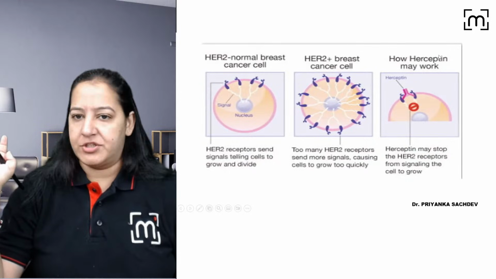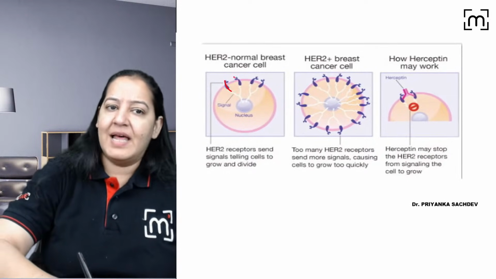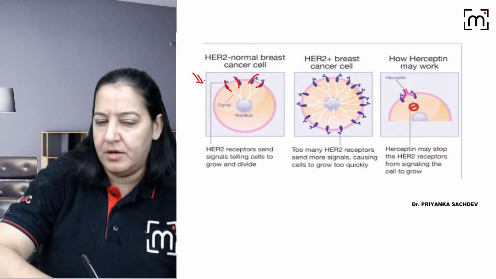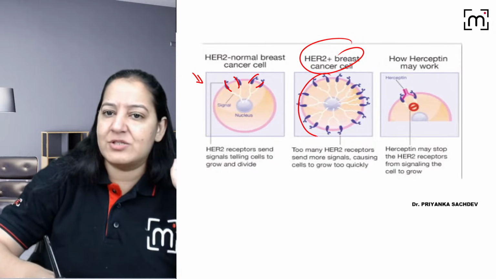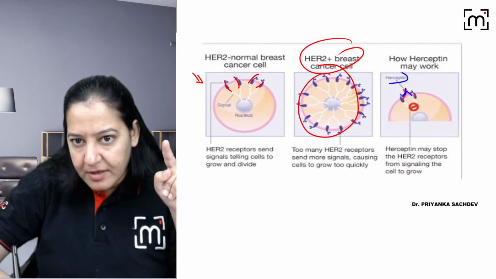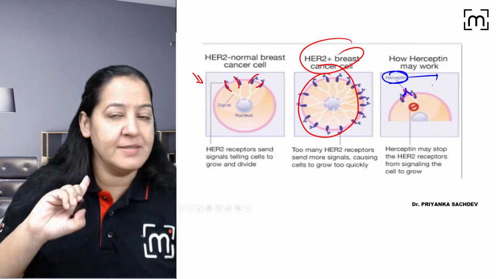Give me a thumbs up if you got it. So you can see this is a normal breast cell having a small amount of HER2 receptor, right? During cancer they increase tremendously, but if we block them with Herceptin, the cancer halts. But Herceptin is costly and it is not a tablet.